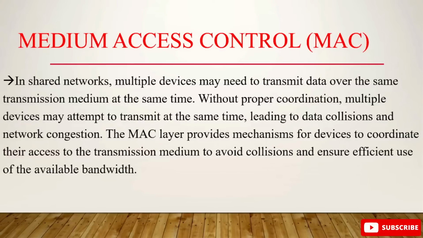In shared networks, multiple devices may need to transmit data over the same transmission medium at the same time. Without proper coordination, multiple devices may attempt to transmit at the same time, leading to data collisions and network congestion. The MAC layer provides mechanisms for devices to coordinate their access to the transmission medium to avoid collisions and ensure efficient use of the available bandwidth.